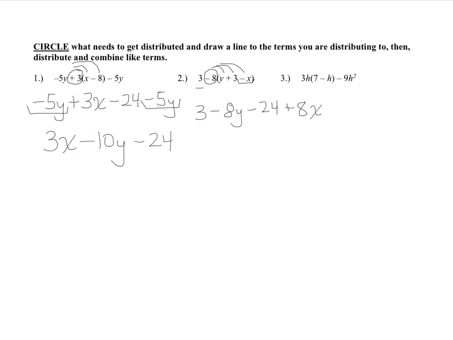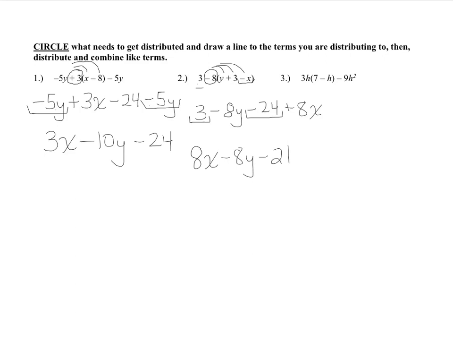And then I'm going to look for my like terms. My only like terms are my constants, 3 and negative 24. But I'm going to write 8x first because it comes before y, and constants go at the end usually. And then I'm going to write minus 8y. And then I'm going to combine 3 minus 24, my constants, to leave me with negative 21.